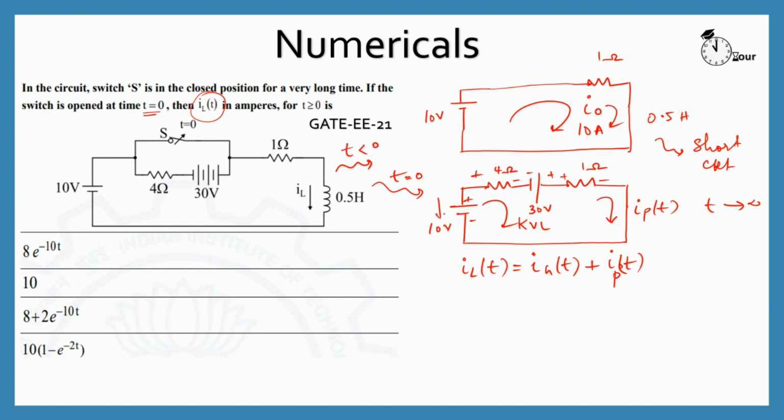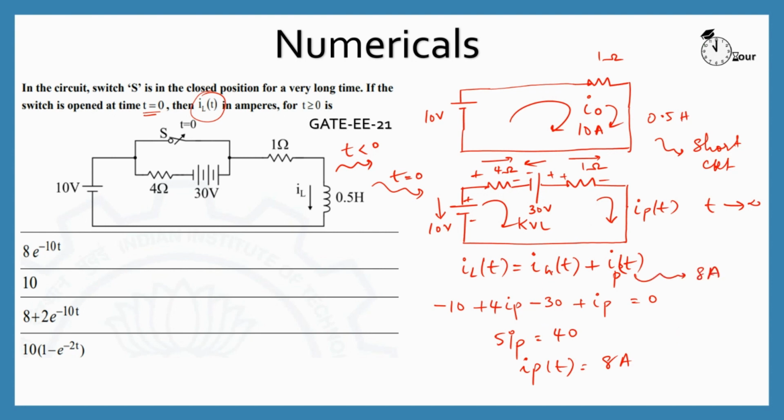So the drops are like this, from positive to negative. Now we can write KVL as minus 10, because it's opposing our assumed direction, plus 4 IP, and minus 30 plus IP is equal to 0. So I have 5 IP equals 40. Therefore, the particular solution IP of t becomes 8 amps. So the forced response IP of t here is 8 amps.